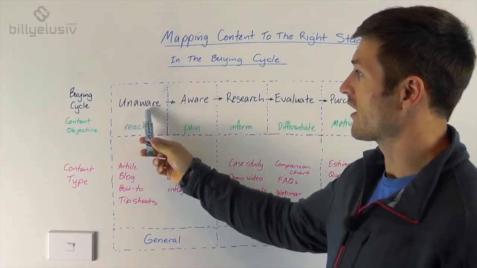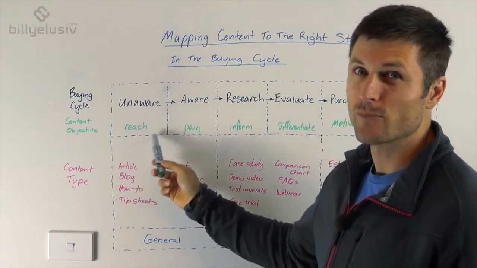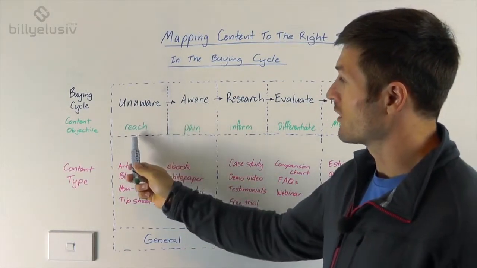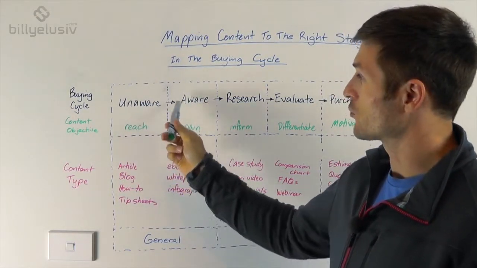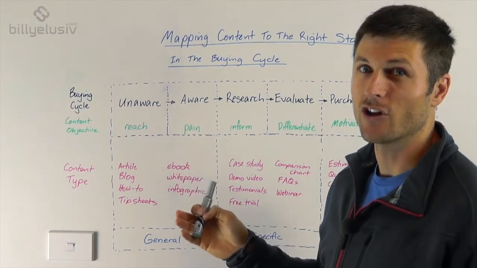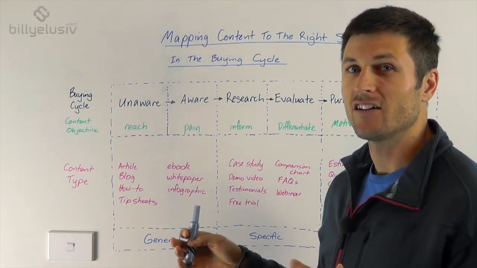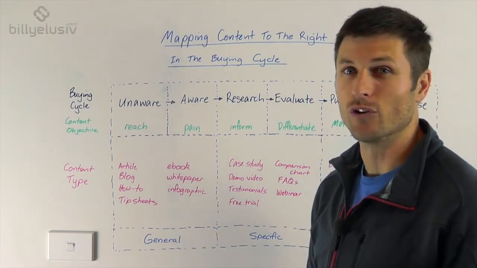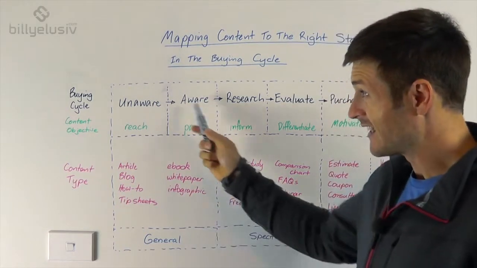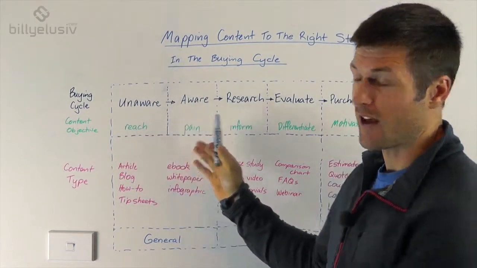So in the unawareness stage, your content, you're trying to reach all of those people. These two are related. You're trying to reach them, and then you're trying to make them aware of the pain point that they might have, okay? So you're attracting people who have the pain that you have your solution for, that your product or service helps solve, okay? So those are the content objectives for that part there.